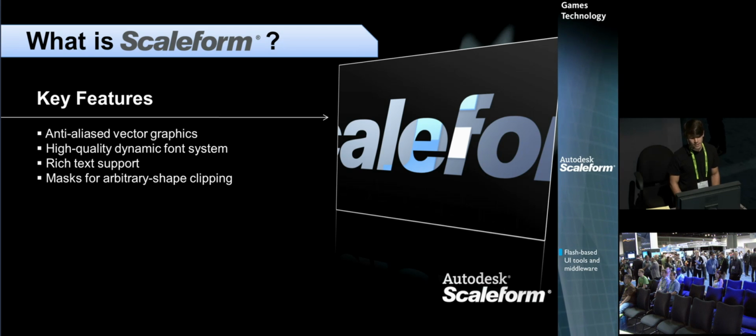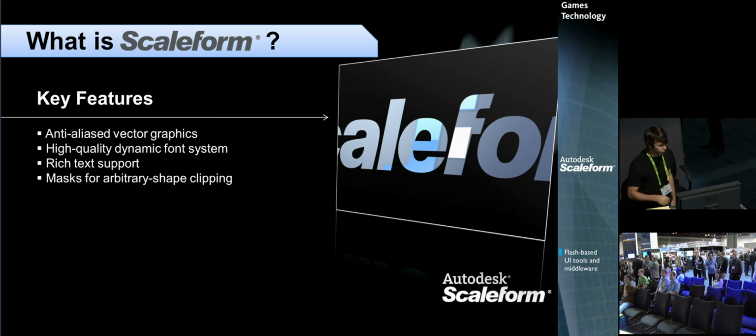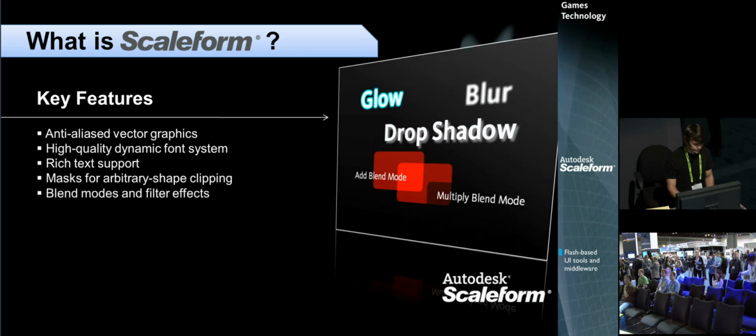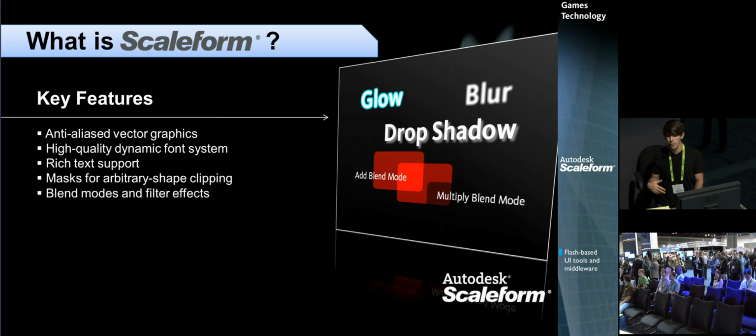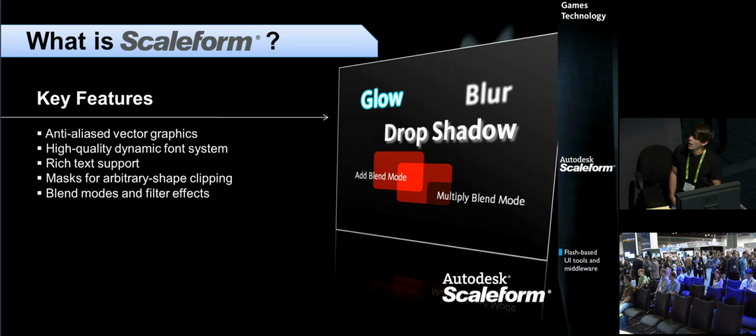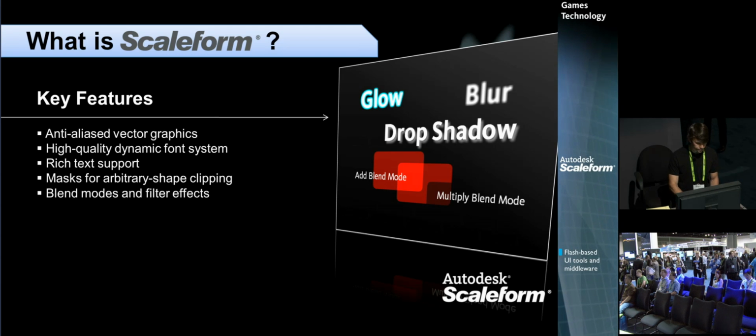Scaleform also supports masks for arbitrary shape clipping and shape animations, and blend modes like add and multiply, as well as filter effects like glow, drop shadow, and blur. And all of these can be applied to text or shapes in the Scaleform content.